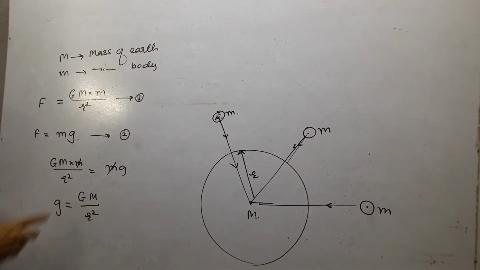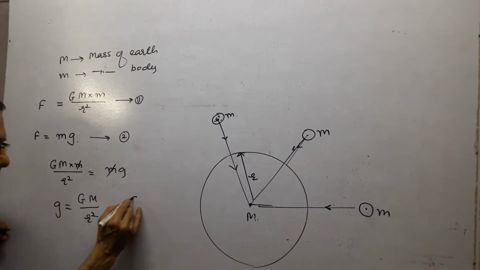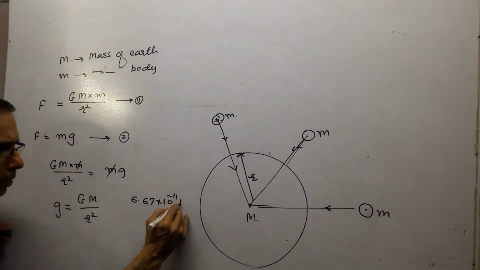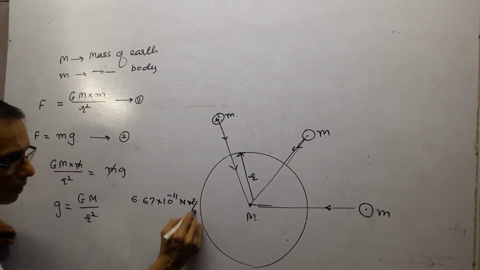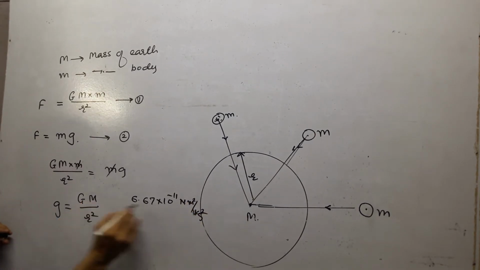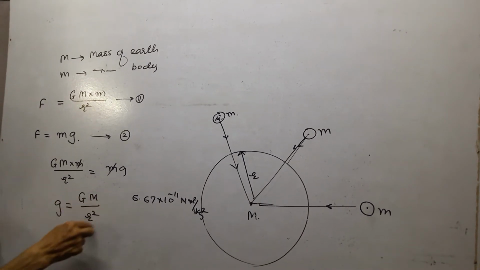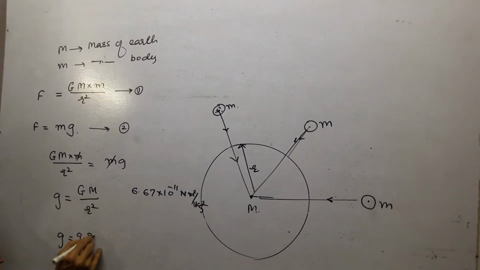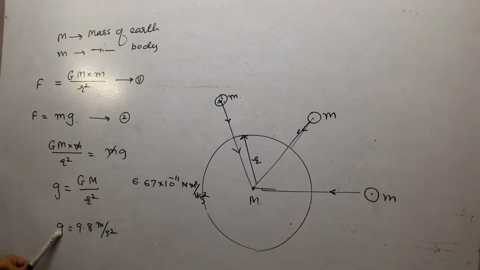And therefore, if you know the gravitational constant, the value of G, which is 6.67 into 10 raised to minus 11 Newton meter square per kilogram square, and the mass of the earth is given and the radius of the earth is given, then we can calculate the value of g, and you get the value of g approximately 9.8 meter per second square. This is the value of g.